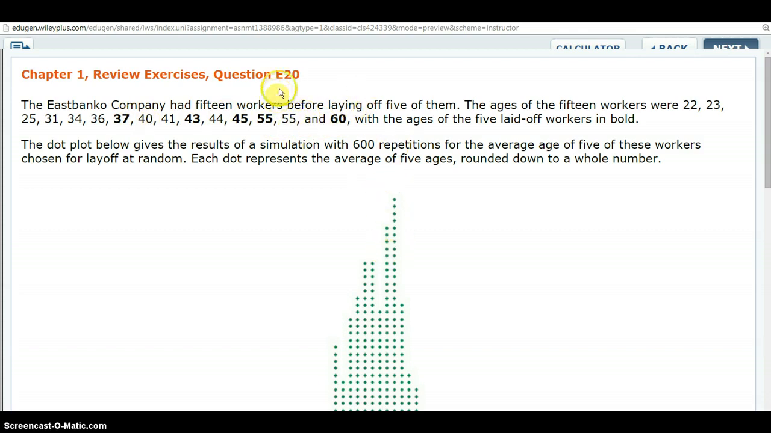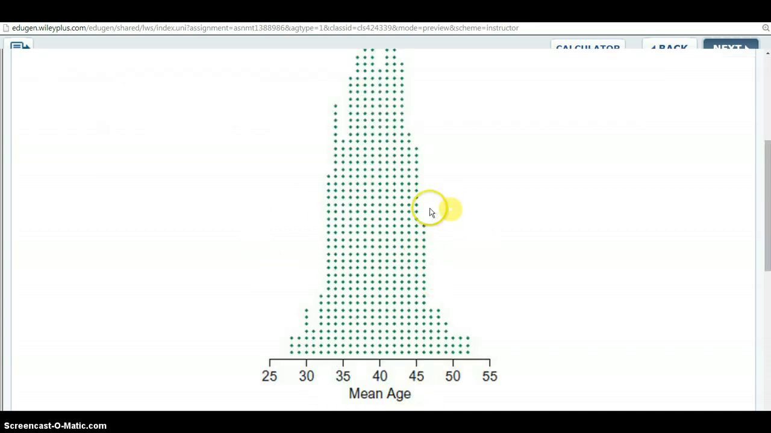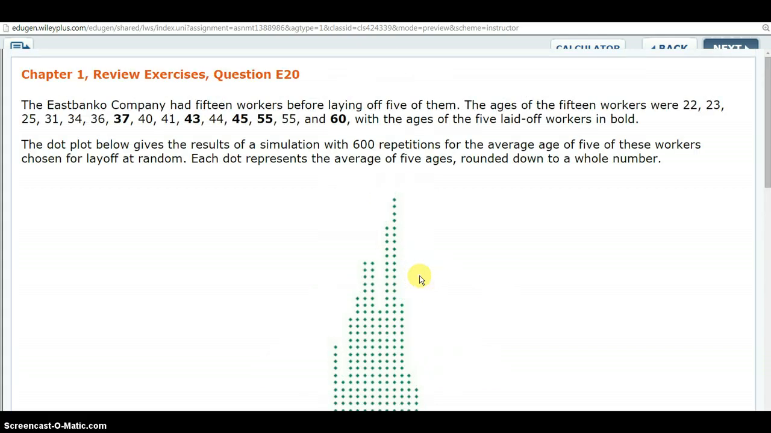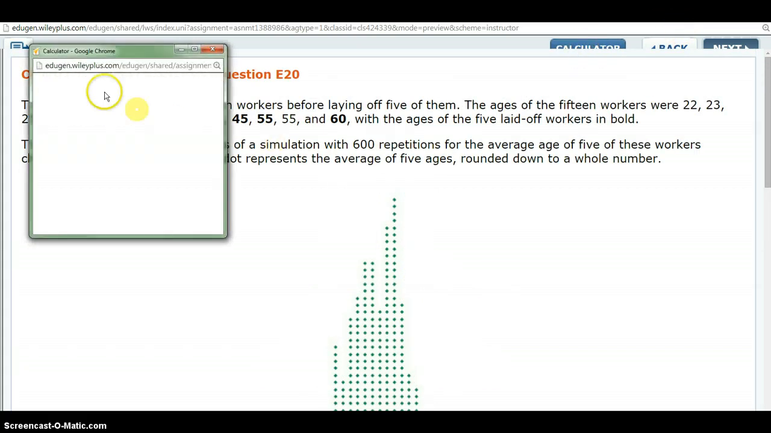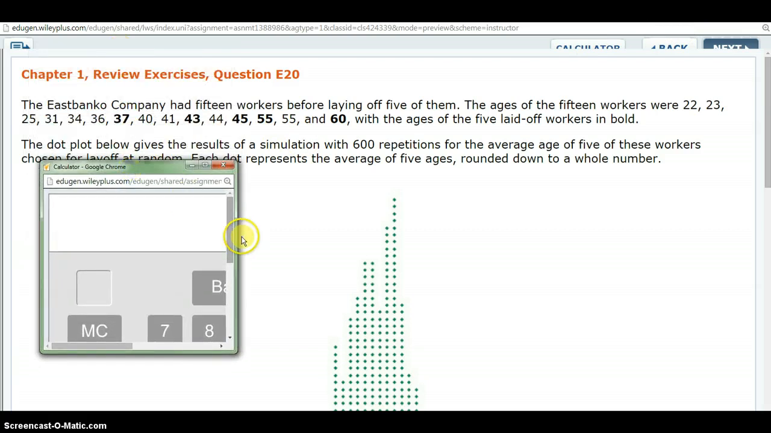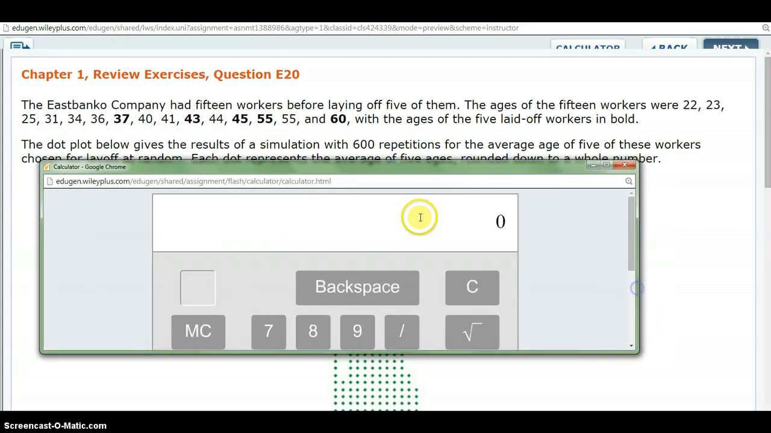Took 5 out of the 15, got an average, made a dot. So now we want to take the real situation. We know the 5 that actually did get laid off. We want to take the average, and then we want to see where that falls compared to where the simulation results ended up. So let's grab the calculator here. One thing I've noticed, it's easier to use the number pad on the computer than to actually select these with the mouse, so that's what I'm going to be doing.